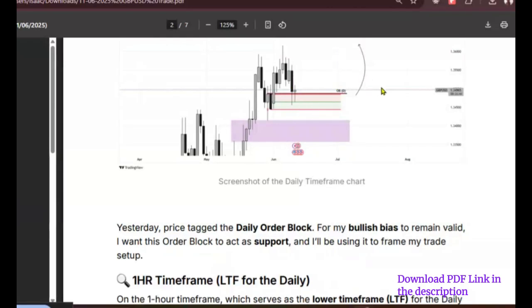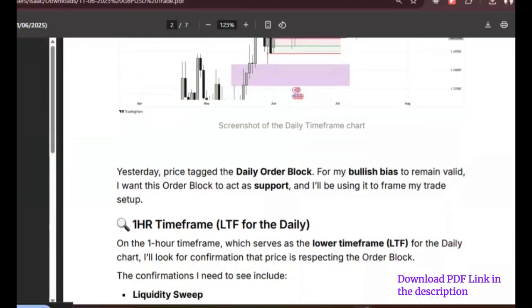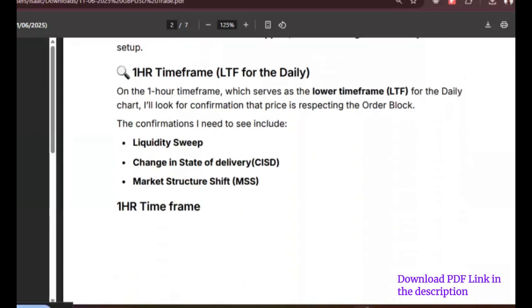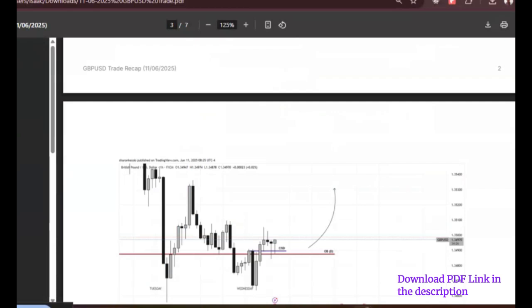So we move to the lower time frame. The daily time frame is a higher time frame, and the lower time frame is the 1 hour. So now we move to the 1 hour. When you move to the 1 hour, for us to confirm that price has respected that higher time frame PDRA, on our lower time frame we want to see liquidity sweep, we want to see change in state of delivery, and we want to see market structure shift. Not every reversal will give you change in state of delivery. However, you should always see market structure shift where you expect to see a reversal. And this is most of the time when price tags our higher time frame key level.